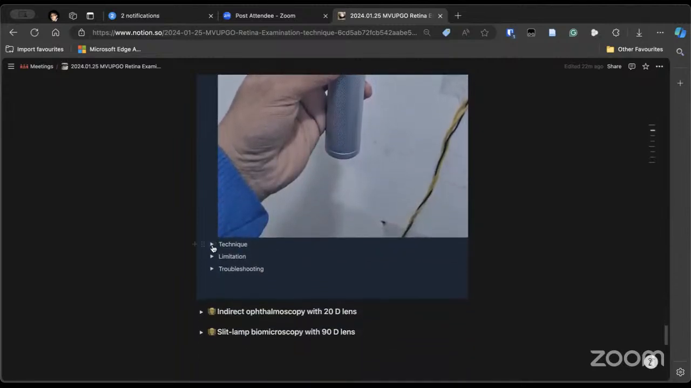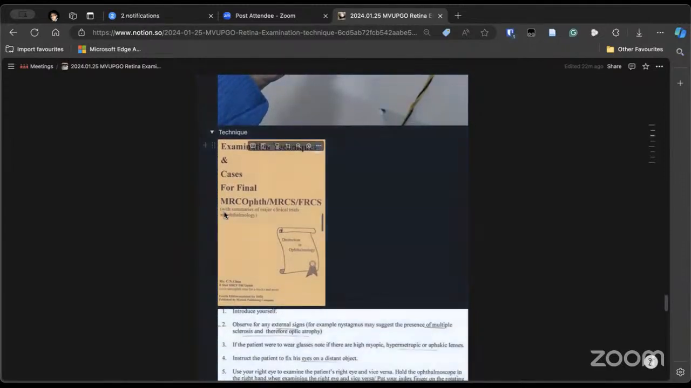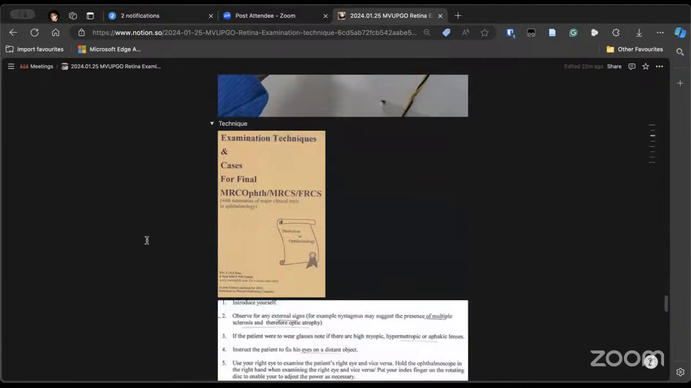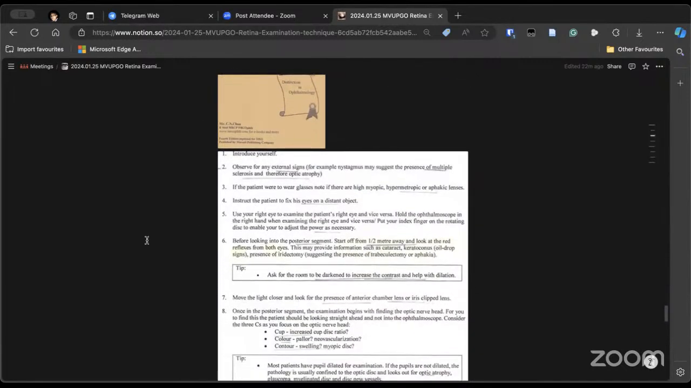So how do you do it? I request all of you to go through the book by Chua. The things it says are very important in your practice also. So definitely introduce yourself, and observe for any external sign, as I told you: see for any nystagmus, and see the glasses or any high power glasses.